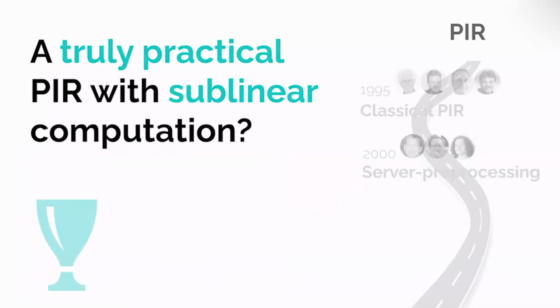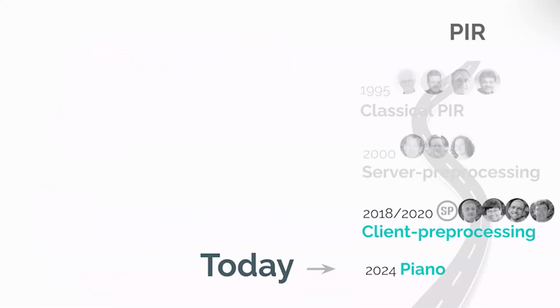So the question is, can we actually have a truly practical PIR with sublinear computation, but without these heavy constants? So I want to talk about a line of work called client-side preprocessing. It was first proposed in two different works, one by Patel et al. and the other by Corrigan-Gibbs and Kogan.